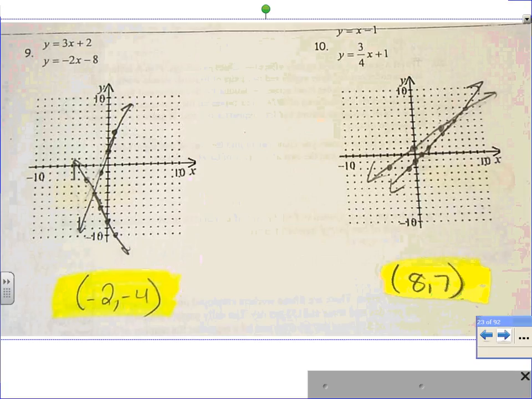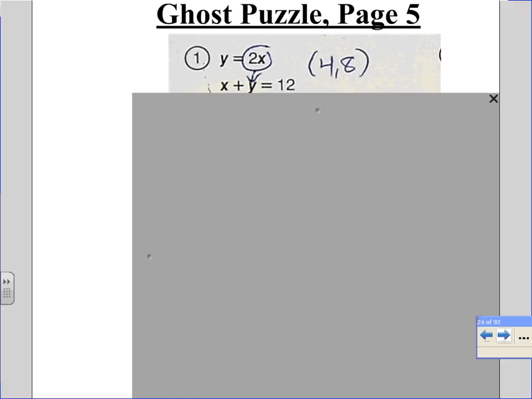Okay, let's go to the ghost puzzle. Reno, for the ghost puzzle, what did you get for number 1? Good, 4 comma 8. Number 2, Sage, you okay? Why? You don't know what you're doing? Do you want to go to the library and watch the video?